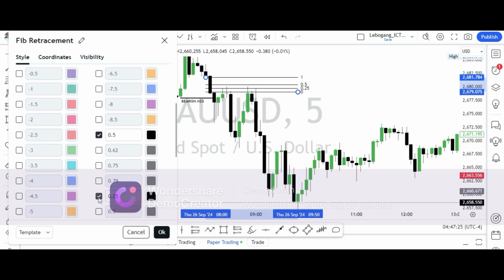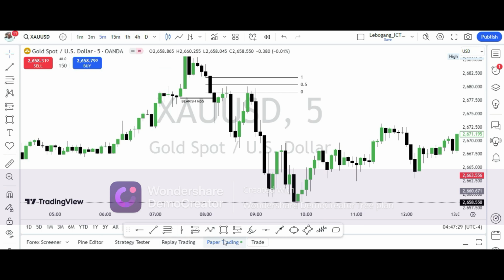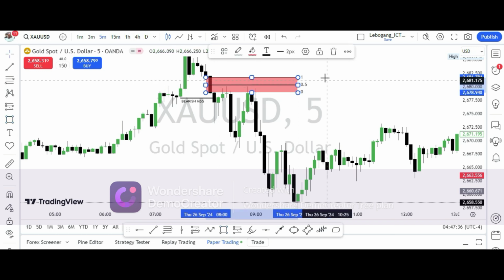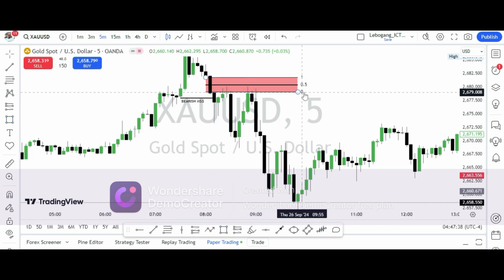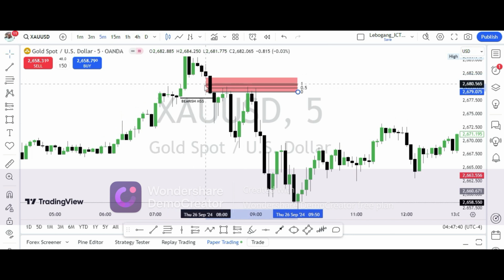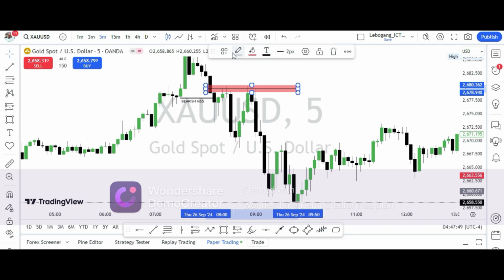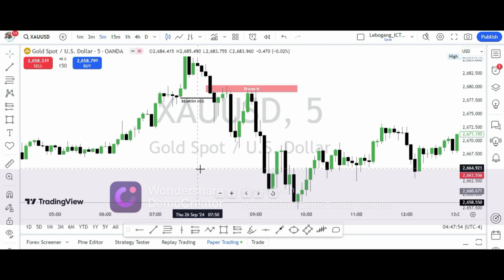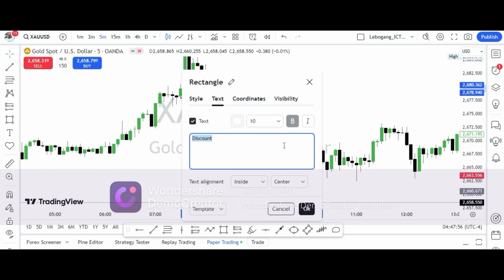We want the lower quadrant of the fair value gap because we are looking for a sell movement. Sometimes we don't want price to reach a 50% mark. We just want the lower quadrant of the fair value gap. You measure it like this. And then just count.